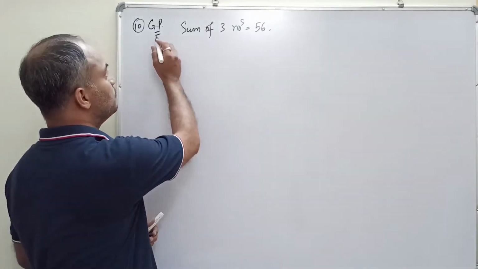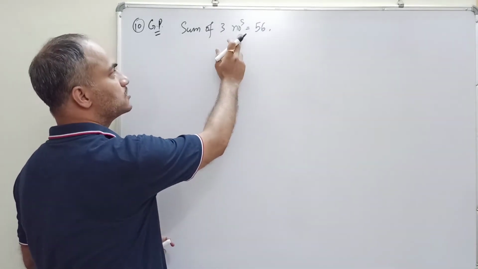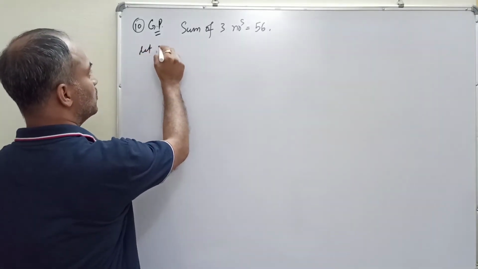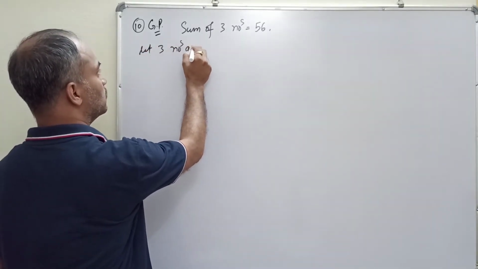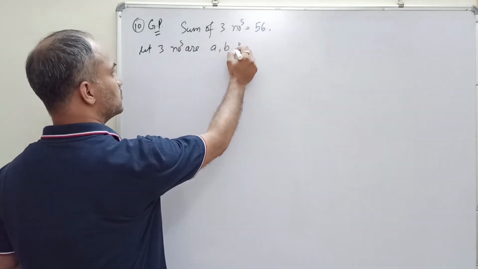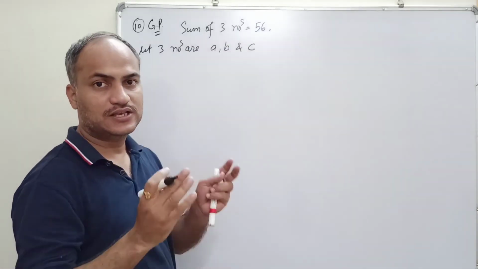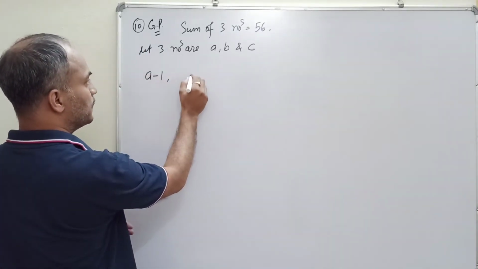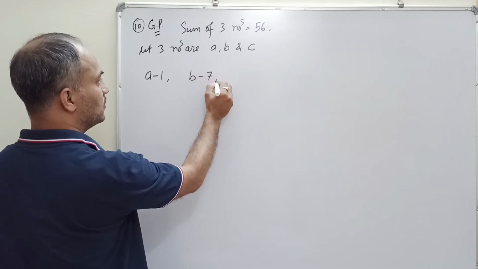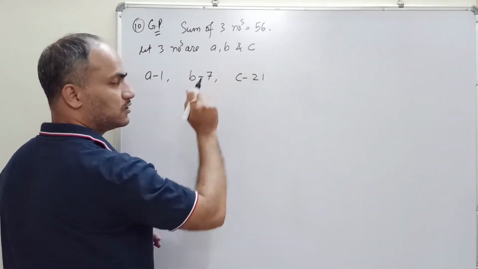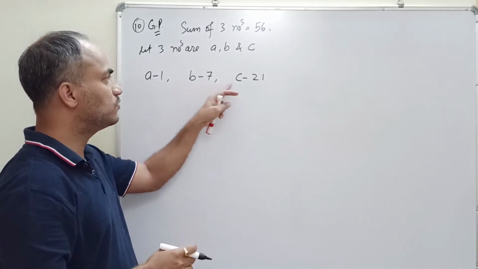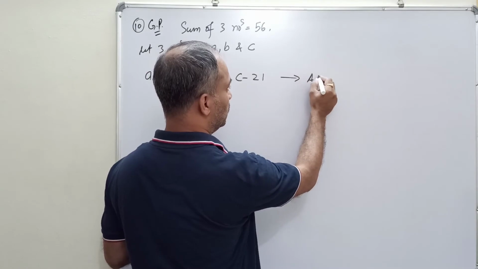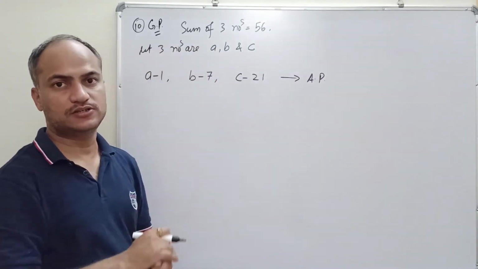We are given a GP where the sum of three numbers is 56. So first we let the three numbers be A, B and C. The next condition is that from A we subtract 1, from B we subtract 7 and from C we subtract 21. If we subtract 1, 7 and 21 from these numbers, the series becomes an arithmetic progression. This is the complete question.